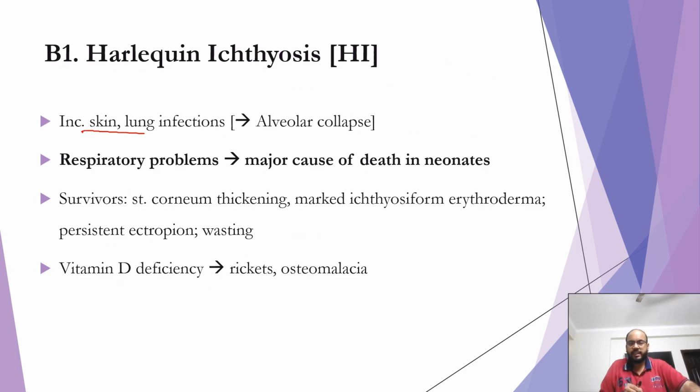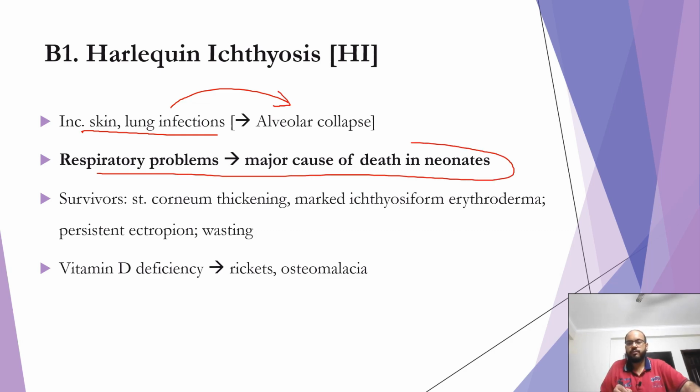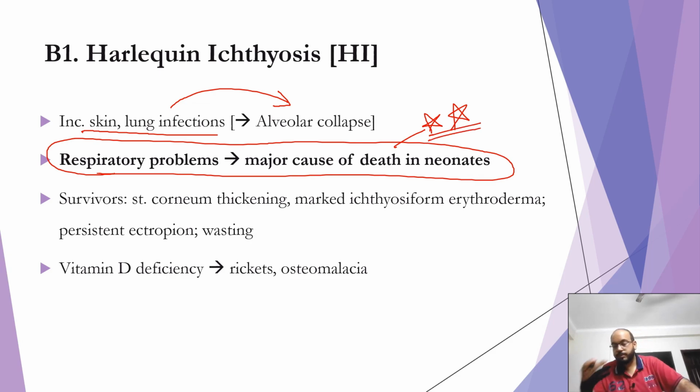There are increased skin and lung infections, so much so that lung infection can lead to alveolar collapse. There's respiratory problems, and that is a major cause of mortality in neonates. So that is an important question to be asked in Viva exams: the major cause of mortality in neonates in Harlequin ichthyosis is the respiratory problems.